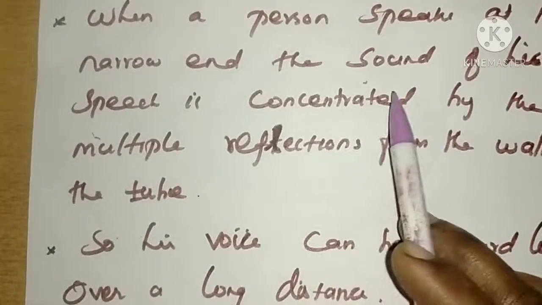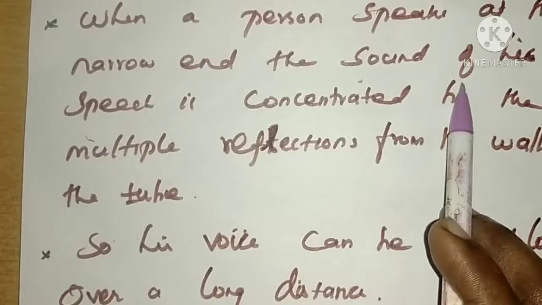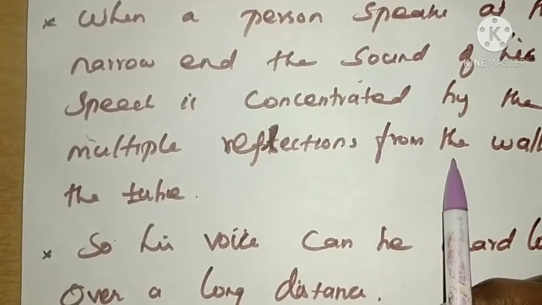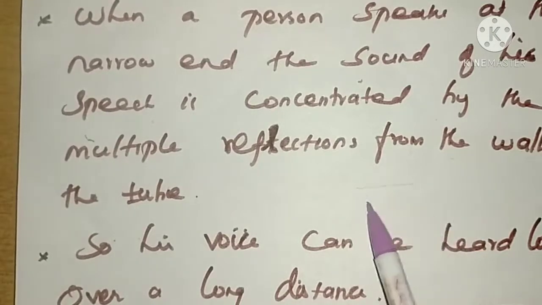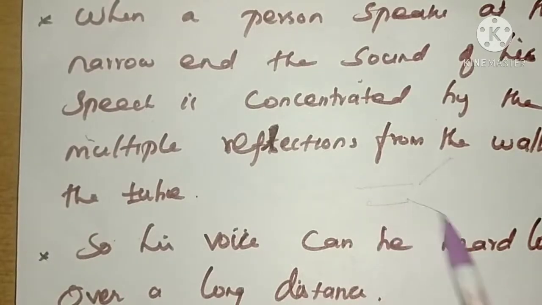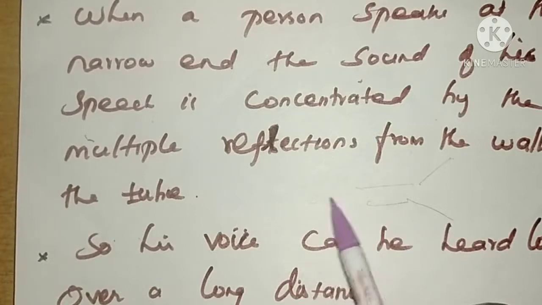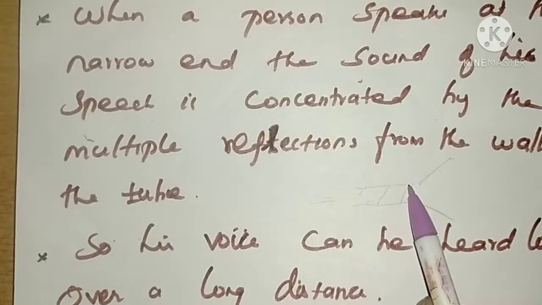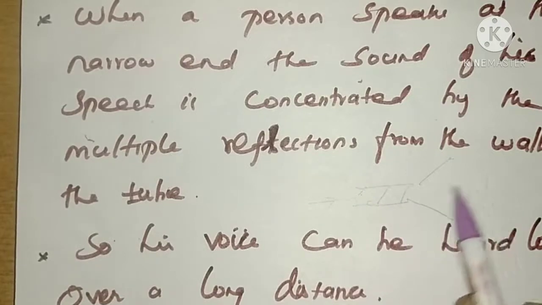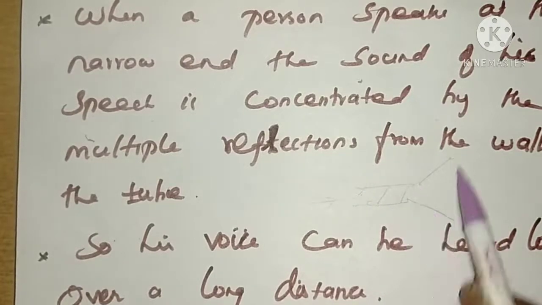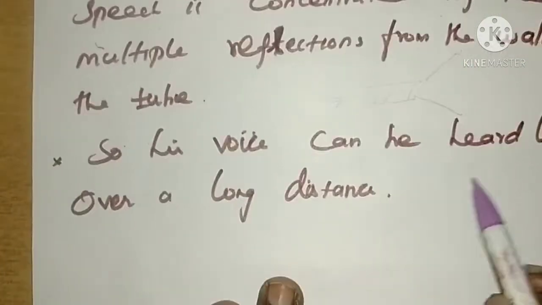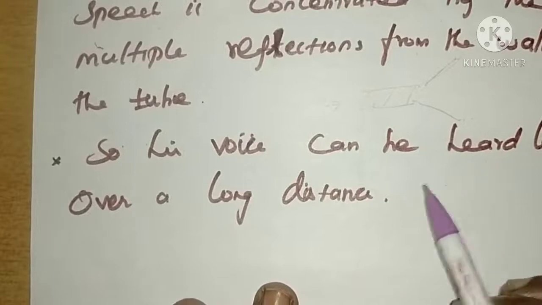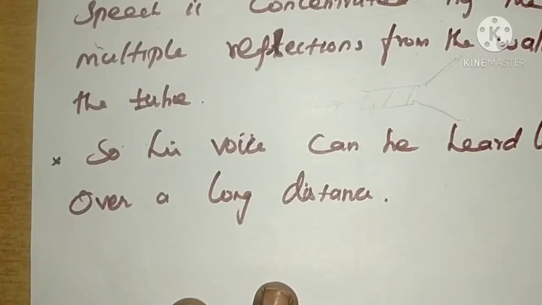When a person speaks at the narrow end, the sound of his speech is concentrated by multiple reflections from the walls of the tube. So what will happen? Whatever sound signal comes from the narrow end will undergo multiple reflections inside the wall. After that it will spread out from these surfaces. So his voice can be heard loudly over long distances. So this is the use of the megaphone.